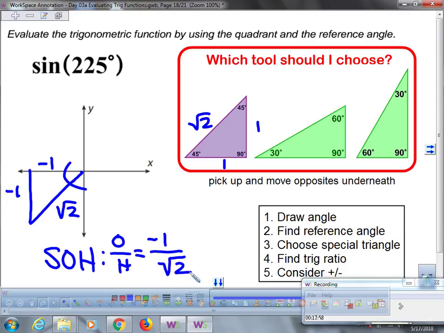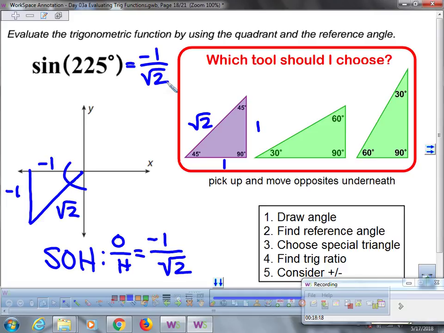I was thinking TOA, Madison. Sorry. Oh, it's not negative, because my hypotenuse is never negative. So if I evaluate this trig function, it's -1 over √2.